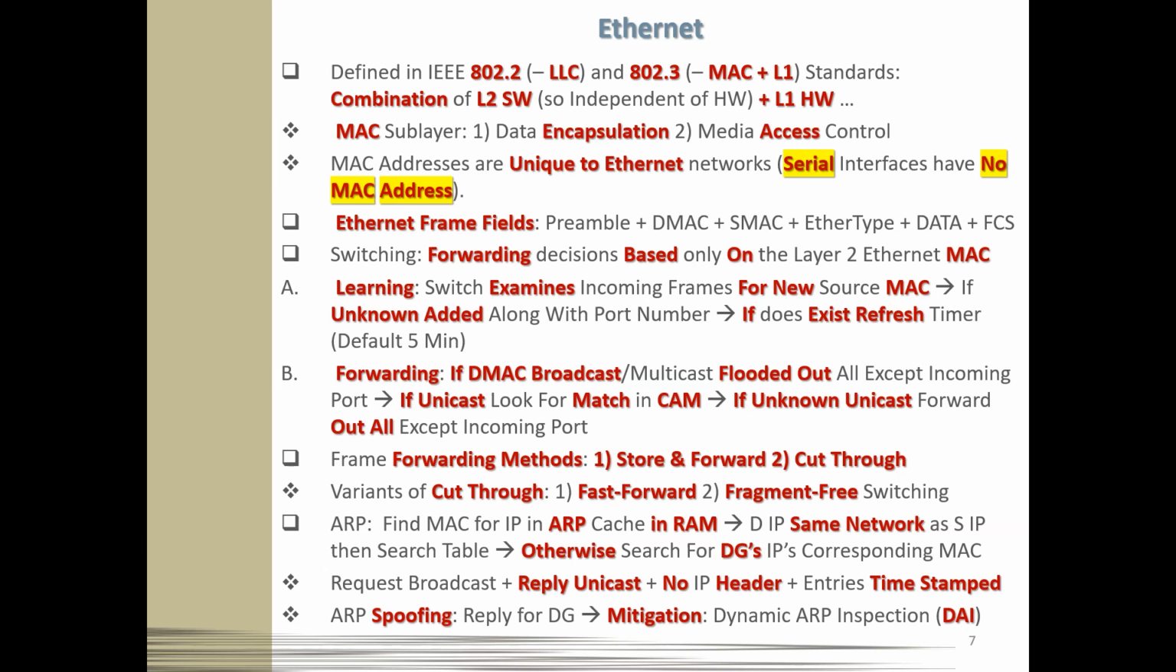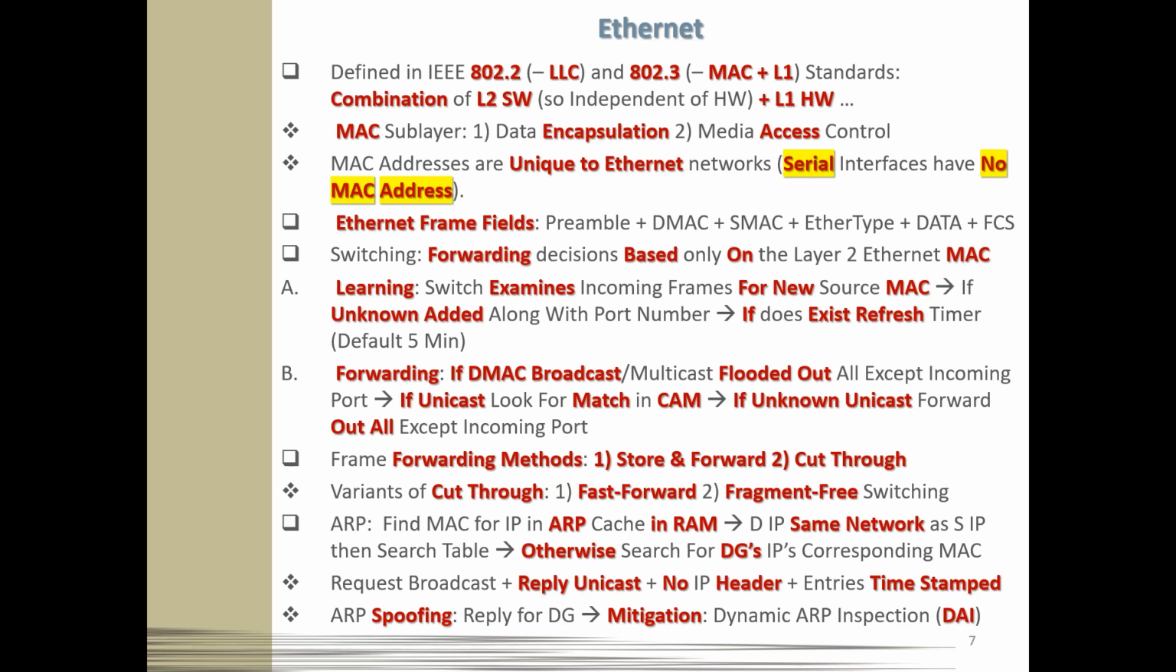So if a new frame is received and that frame is destined to a specific destination MAC address, and that switch has already heard about that MAC address, that means that he knows where to forward out that specific frame. However, if the destination MAC address is not unicast, i.e. it is broadcast or multicast, that means that the switch wants to flood out that frame out all ports except the one on which it was received. So broadcast or multicast is flooded out all except the incoming port. And this is the split horizon rule, again applicable here.